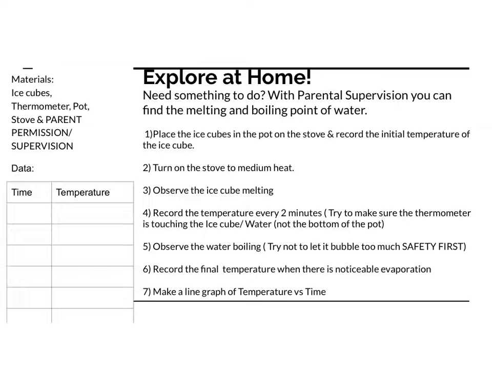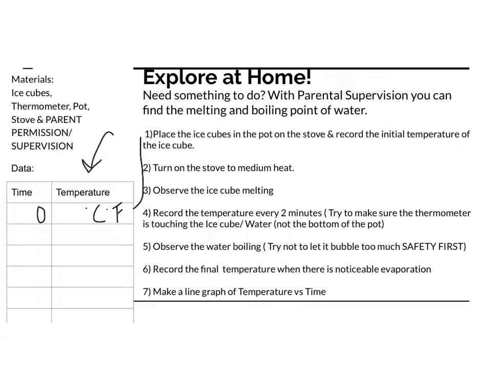Okay. What you would do. First step, you want to put the ice cubes in a pot on the stove and record the initial temperature. I drew out an example data table, and you would just record the temperature. So at time 0, the temperature is blank degrees Fahrenheit, or you could do Celsius. And that would be your ice cube. You'll probably want to do multiple ice cubes so that it covers the bottom of the pot. Then you will turn on the stove to medium heat. Observe the ice cube melting. So you should be able to observe that ice cubes are going to melt.